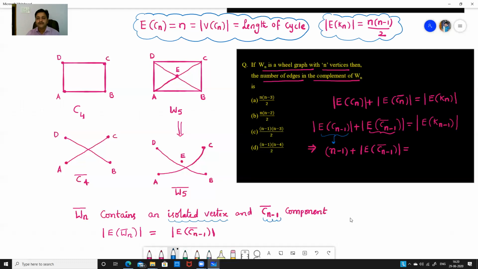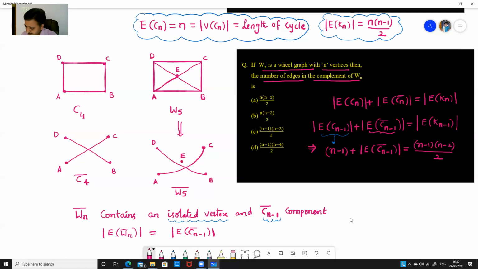But here we don't have n vertices, right? We have n minus 1 vertices. Therefore, the formula is looking like this: n minus 1 into n minus 2 by 2. Is it clear why I'm writing like this? Very simple. Just replace n by n minus 1 in this formula. Then we'll get n minus 1 into n minus 2 by 2.